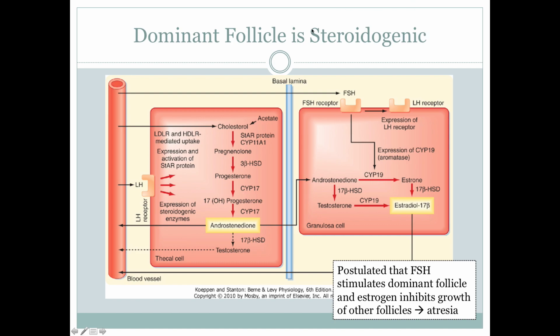As I mentioned, the dominant follicle, and all the follicles really, but they're going to start dying away. The dominant follicle is highly steroidogenic, so it has the ability to make steroid hormones. It not only has an FSH and LH receptor so that it can produce estradiol. There on the other side of the basal layer, the basal lamina, there's LDL and HDL, receptor-mediated uptake.